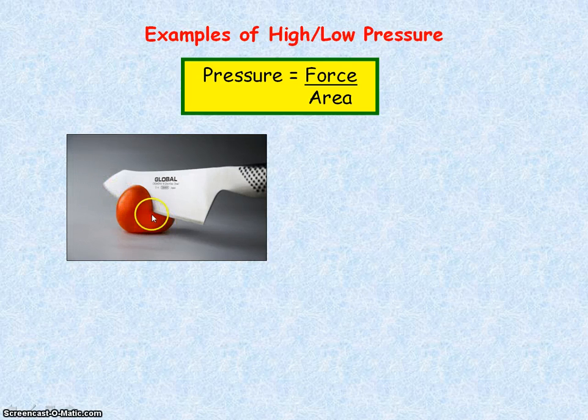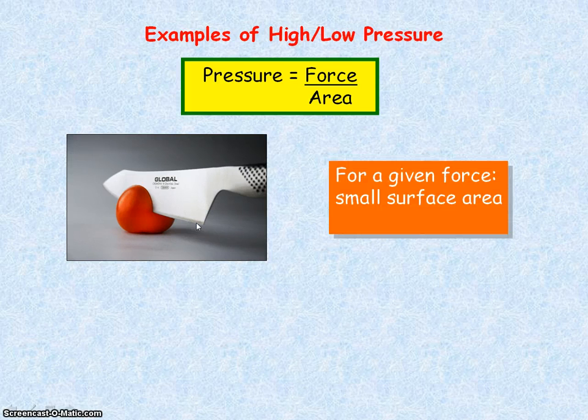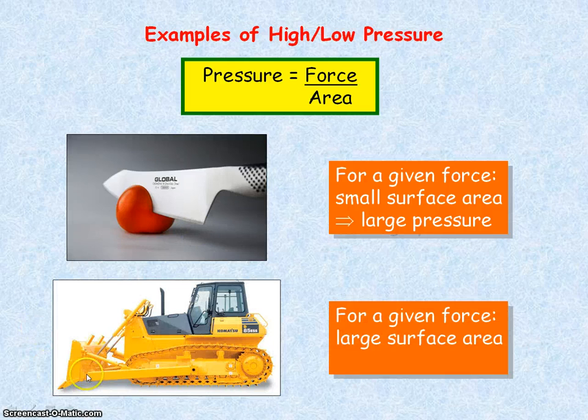A knife has a small surface area, so for a given force that is applied, you can get a large pressure. And when you sharpen a knife, you're reducing the surface area of the blade to increase the pressure to cut food. A bulldozer has these caterpillar wheels that increase the surface area it has with the ground and hence reduce its pressure on the ground.